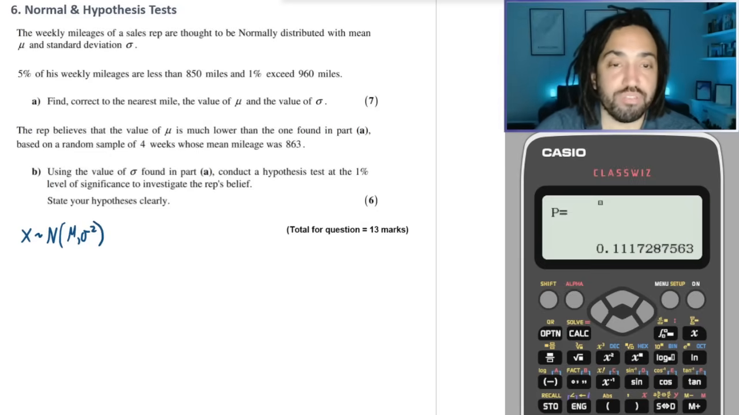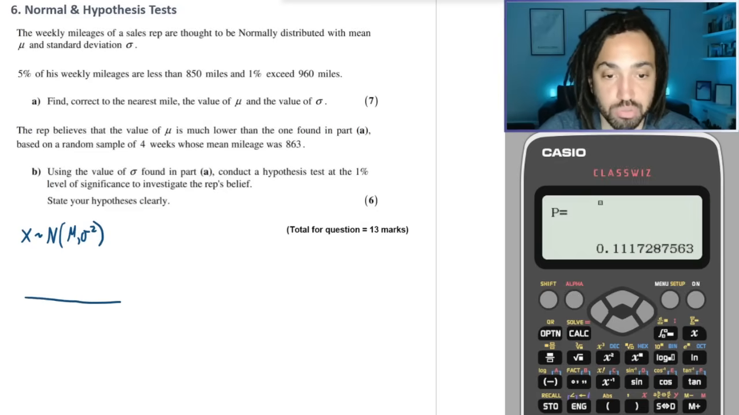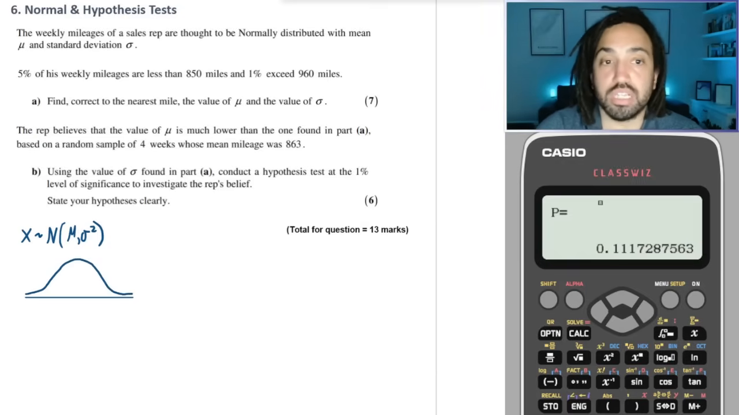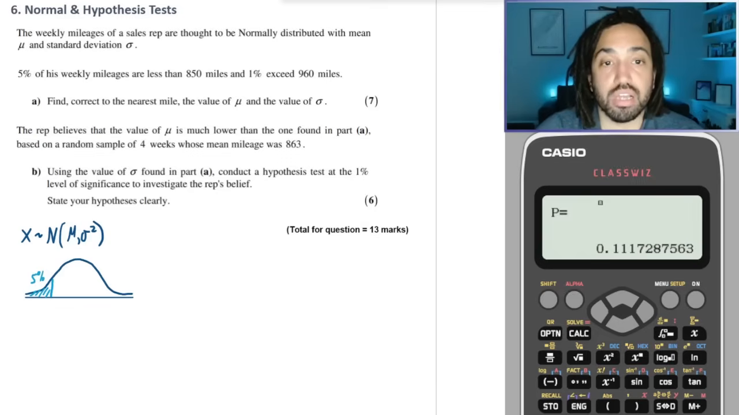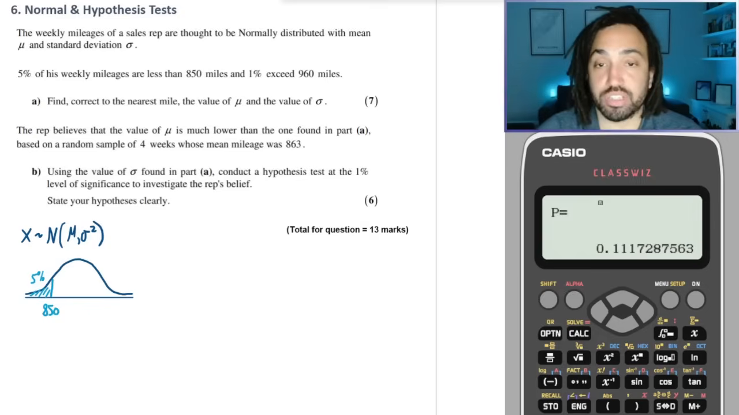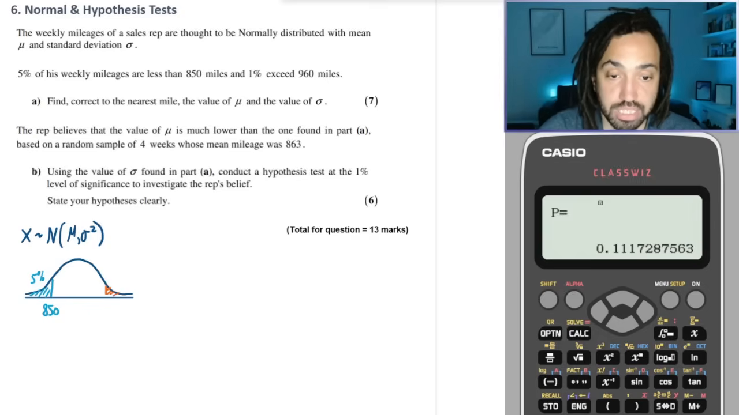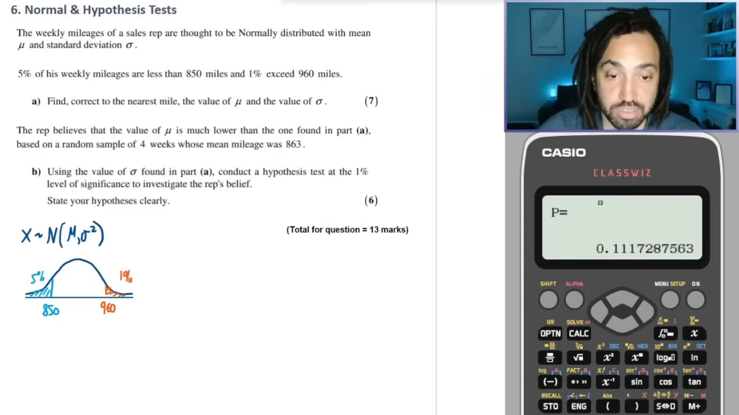And we're also told that 5% of his weekly miles are less than 850. For normal questions, I always like to draw just a little bell curve like this, just to visualize what's going on. So 5% are less than 850, so that 850 goes there. And it says that 1%, so that area there is 1%, exceeds 960.